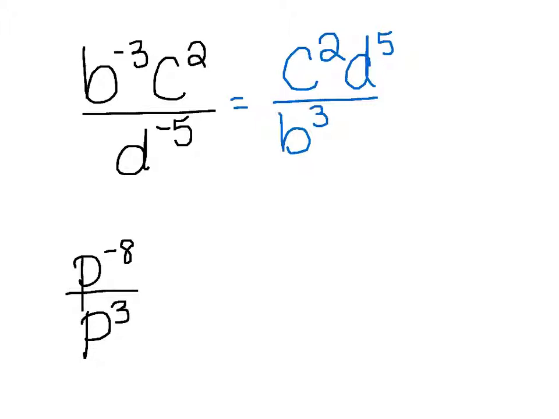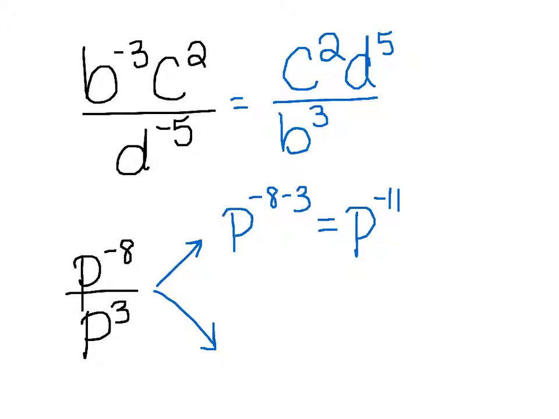Looking at the second example, we have p to the negative 8 divided by p to the third. There's two ways we can look at this problem. We can use our laws of exponents and subtract negative 8 minus 3. Well, use your calculator. Negative 8 minus 3 is the same thing as negative 8 plus negative 3, which is going to give us p to the negative 11th. Because we don't like negative exponents, we're going to put it on the bottom and get 1 over p to the 11th.